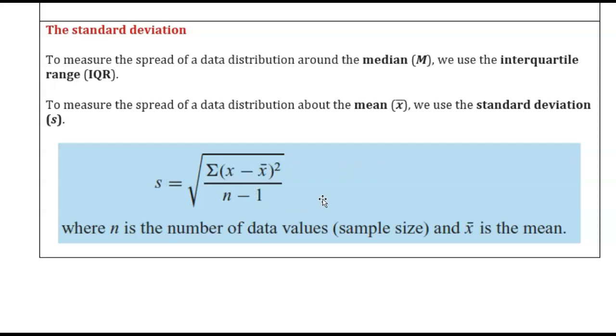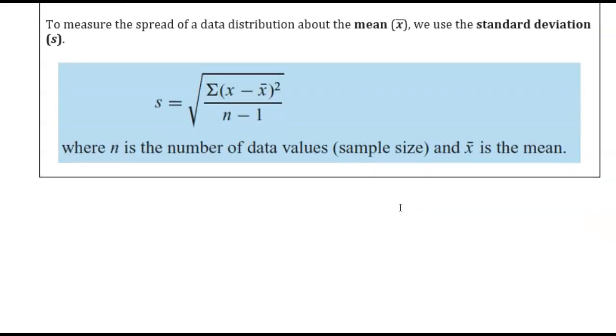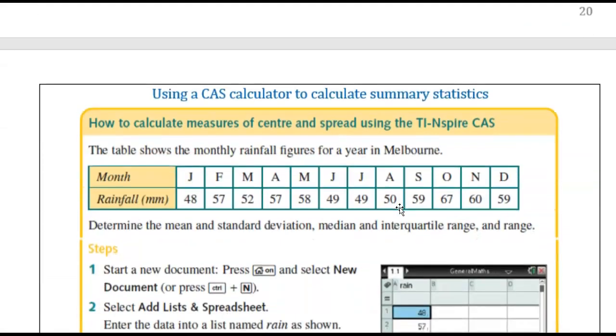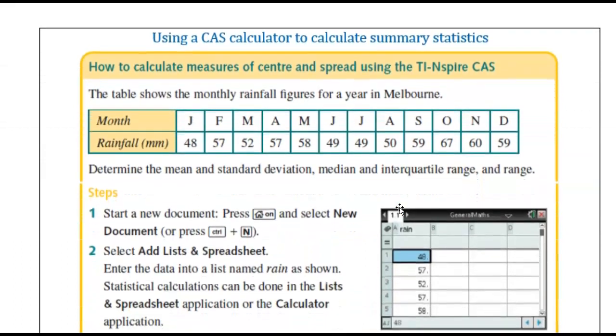So this formula here, again, the symbols are the same as before. You've got the sum of the data value minus the mean, squared, divided by the number of data values minus 1. Okay, so don't be too concerned about that. I don't know whether your textbook uses it or not. Okay, so your instructions for CAS are here.